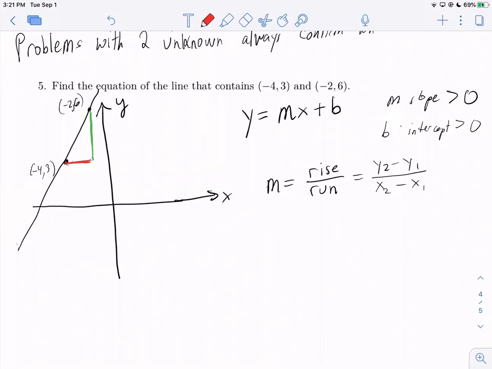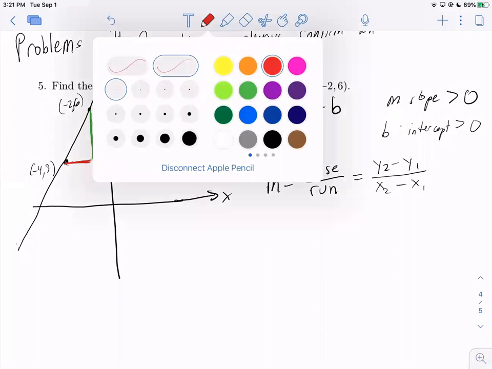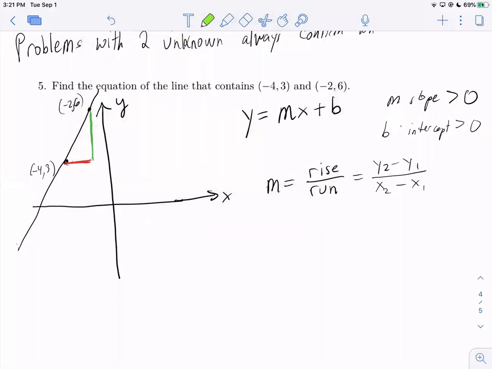How far apart is the green line segment? Nice, good. So the green line segment has a distance of 3. This is 3. And the red line segment, from -4 to -2, they're positive 2 units apart.